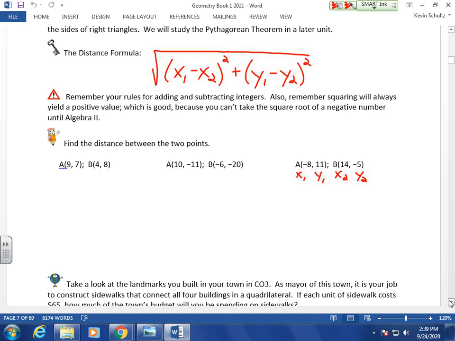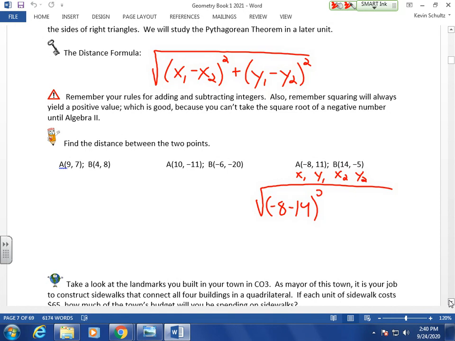The difference between your X values squared plus the difference of your Y values squared and the root of everything. So this one's going to be the square root of x1, which is -8, minus x2, which is 14. And here we don't have the minus negative thing going on because 14 is positive. This subtraction sign is part of the formula, so it's got to be there. Our second x is positive, so it's not minus -14 here. Here it's just minus 14.